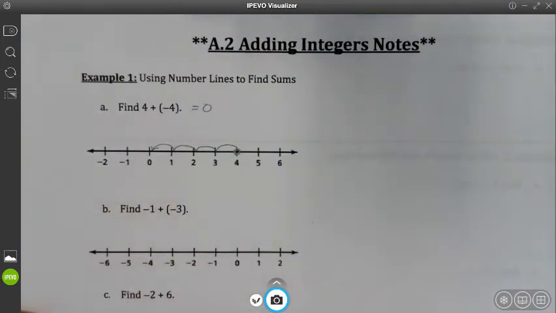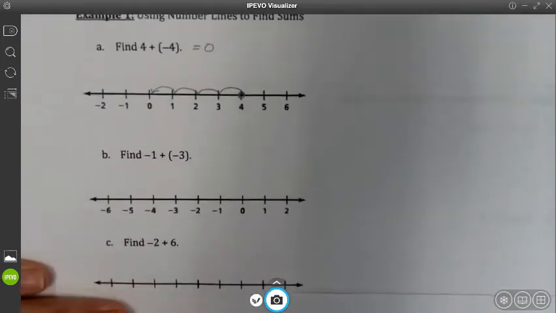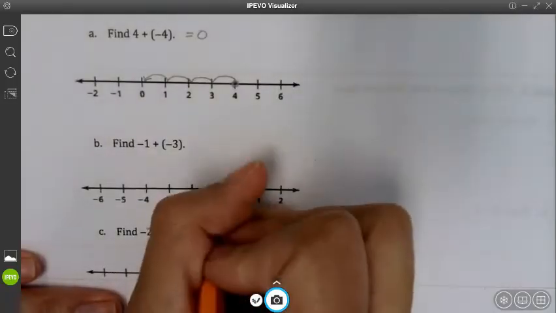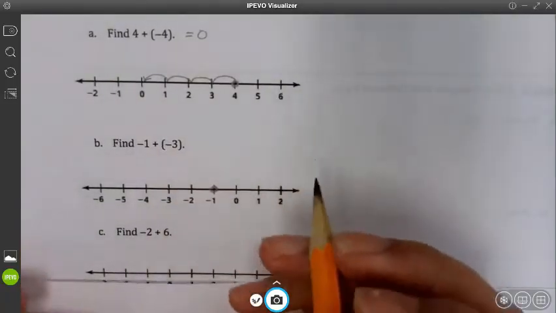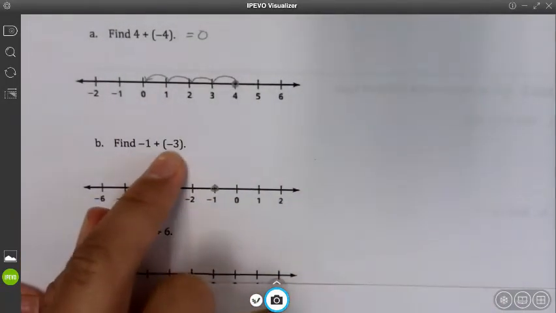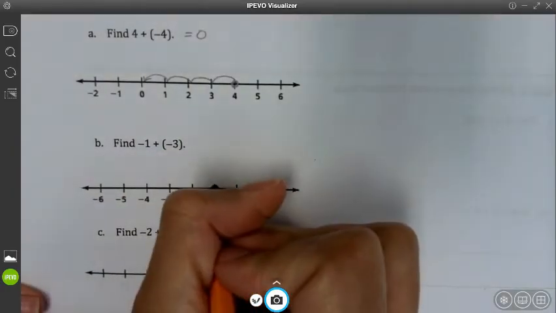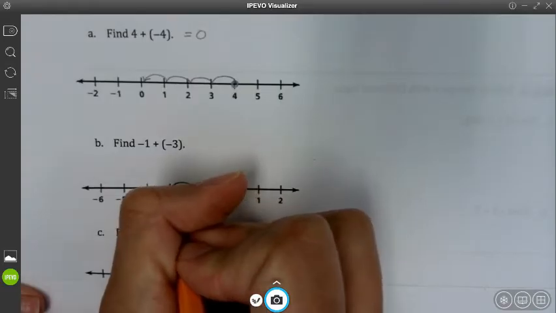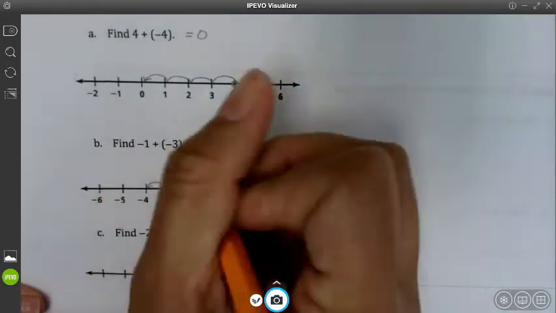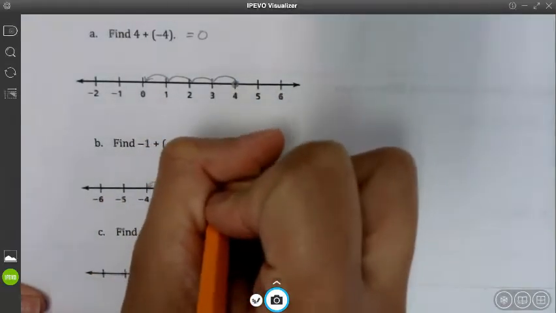B, find negative 1 plus negative 3. So we're going to start at negative 1, and we are also going to move negative 3, which means to the left 3. 1, 2, 3. That lands us at negative 4.